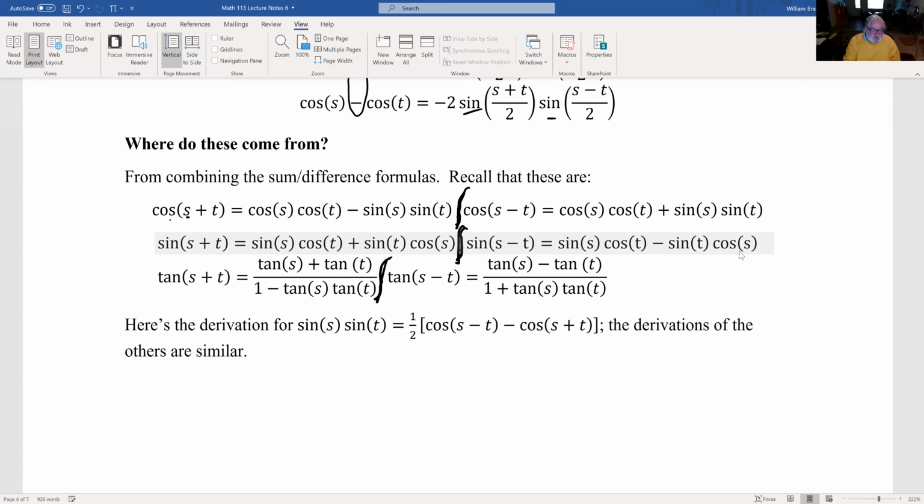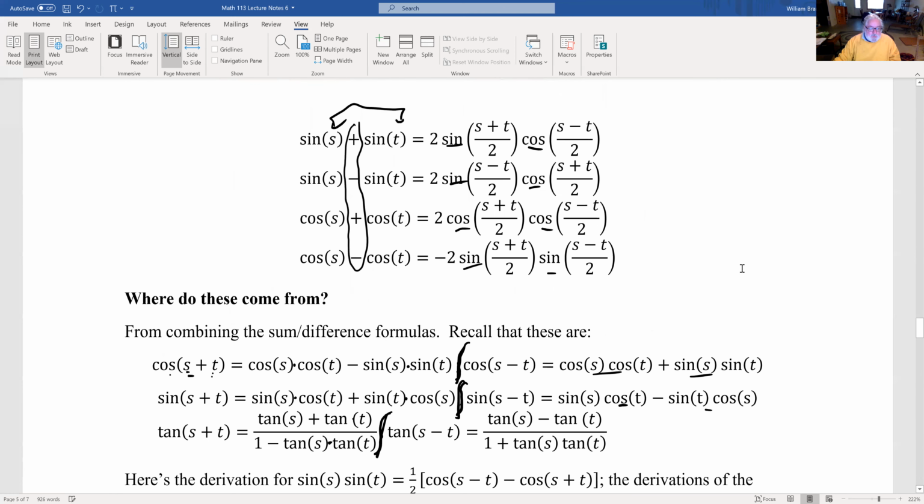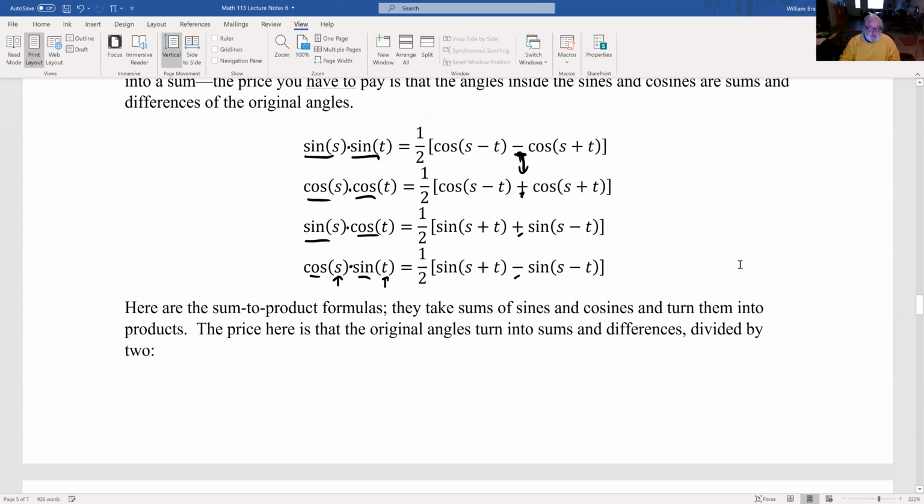Cosine of s plus t, so two angles added together, that gives you a multiplication of two angles. Sine of s plus t, that gives you a multiplication of two angles. Tangent of s plus t, you get tangent of s plus tangent of t, it's complicated. Cosine of s minus t, again, you get sines and cosines multiplied together. Same thing for sine of s minus t, you get sines and cosines multiplied together. So this is the derivation of this equation.